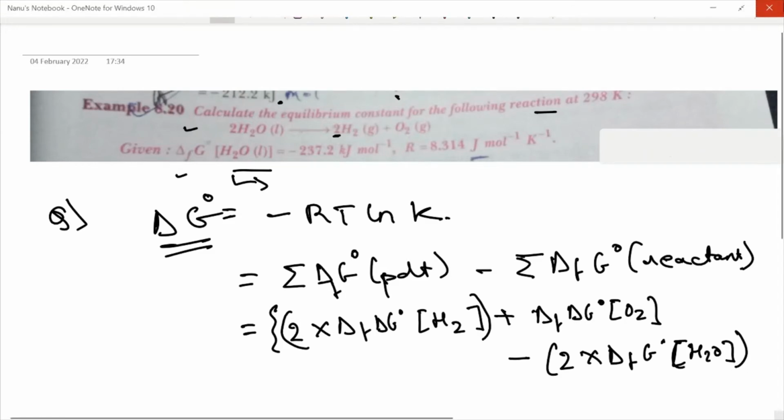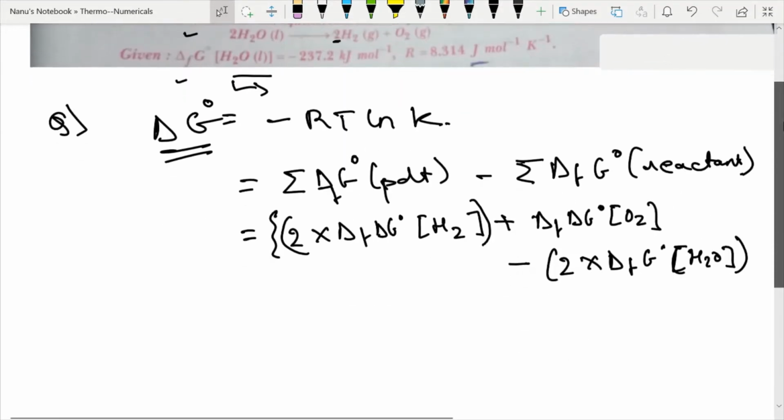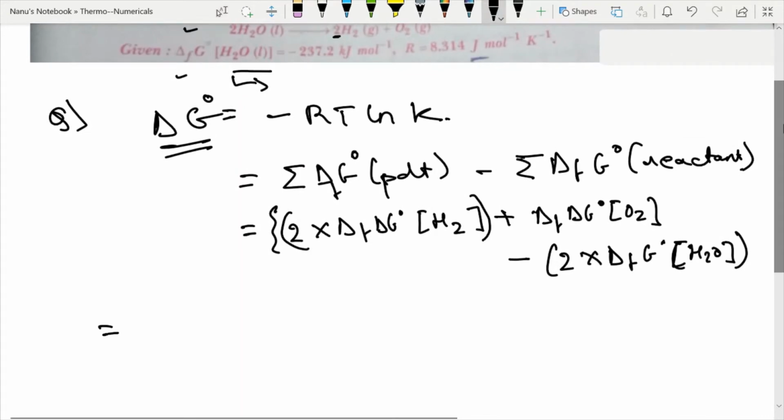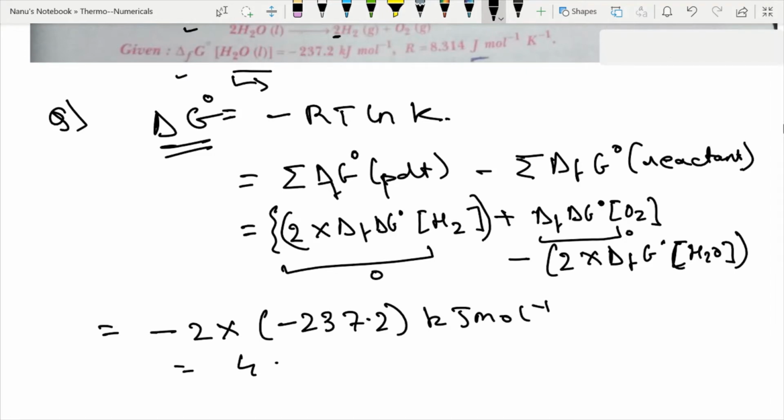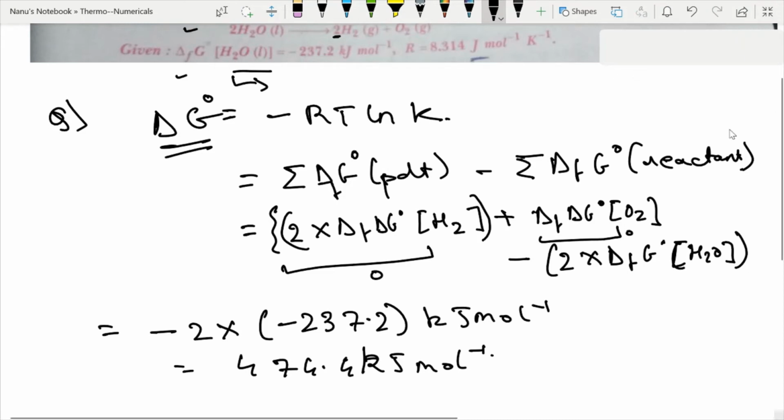So let me go a bit down. Okay, great. And now we know that this part will be 0, this part will be 0, the only part surviving is minus 2 into the value for water, which is minus 237.2 kilojoule per mole. And so we are getting this as 474.4 kilojoule per mole. And so we have got this del G value.